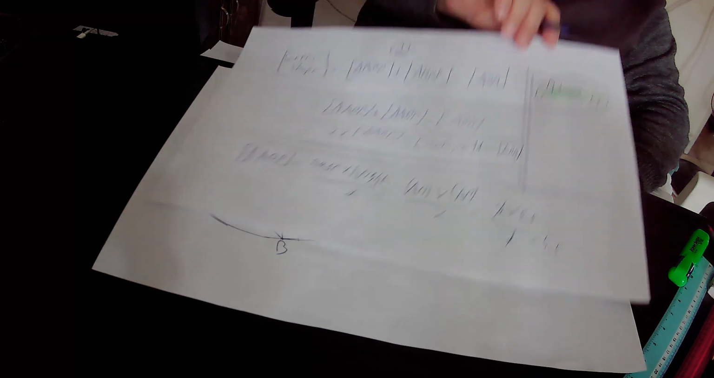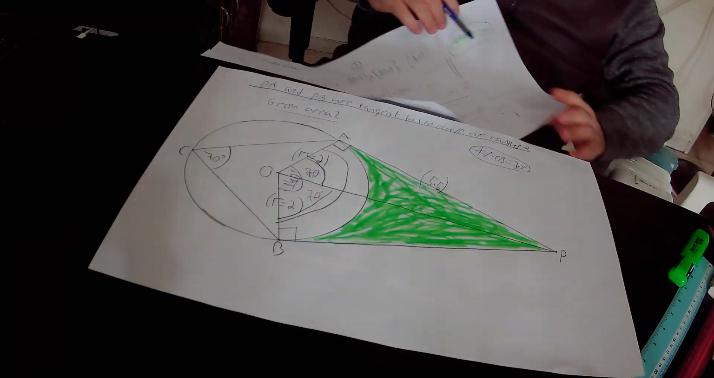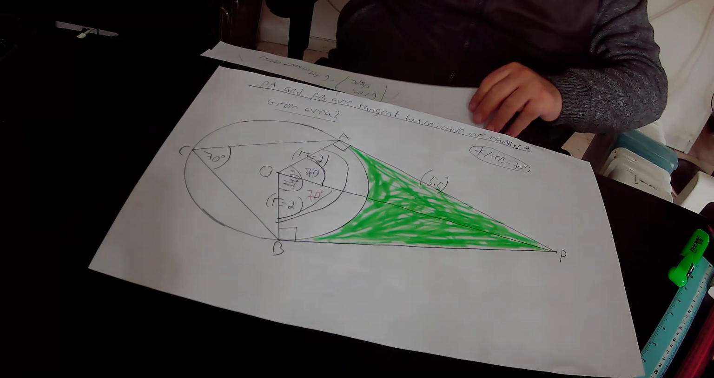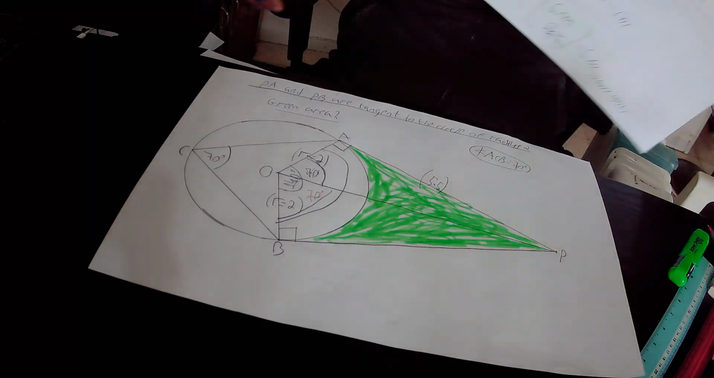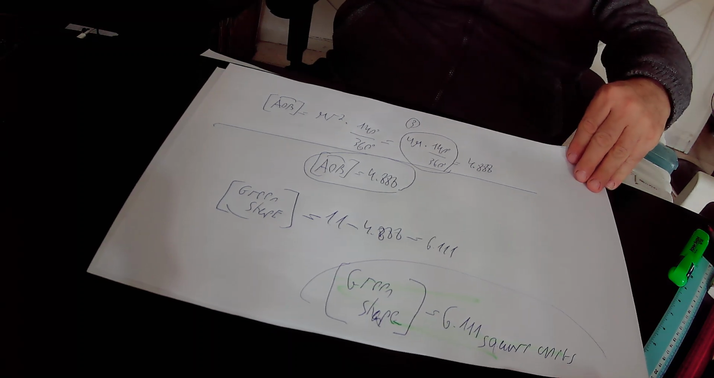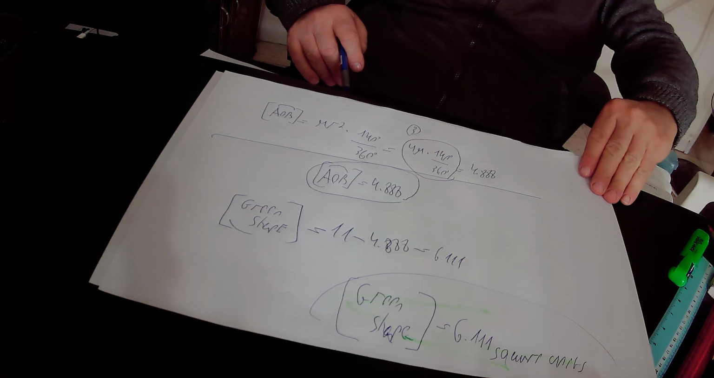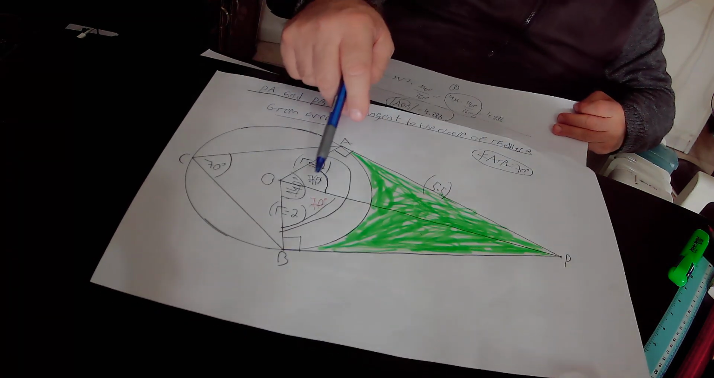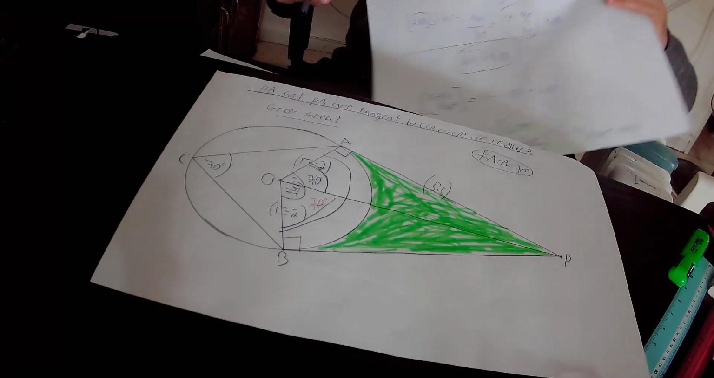In the next step we calculate the area of sector AOB. What is the area of this sector AOB? The area of sector AOB equals the area of the circle that contains the sector, that is pi r squared, times the angle between the legs of this sector AOB, that is 140 degrees over 360 degrees.